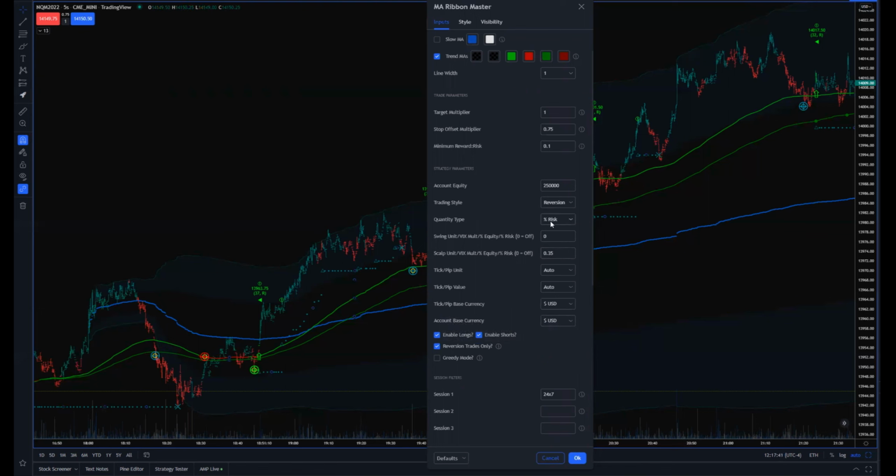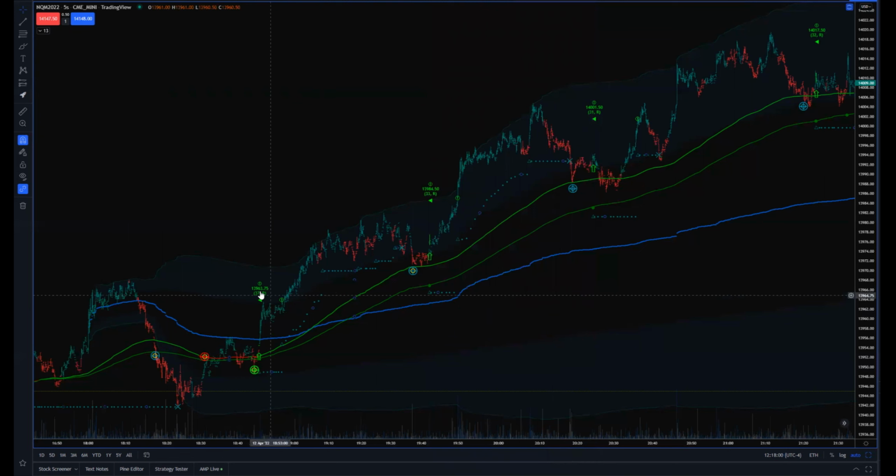I have percent risk as the quantity type, meaning that I'm going to be taking a certain number of contracts or lots or shares, depending on what you're trading, that will give me 0.35% risk or less for each trade. Now, the quantities shown in the trades, if you hover over a given trade, will show you what the quantity actually was: 7.9.